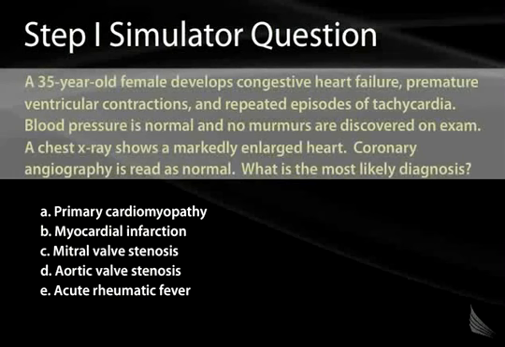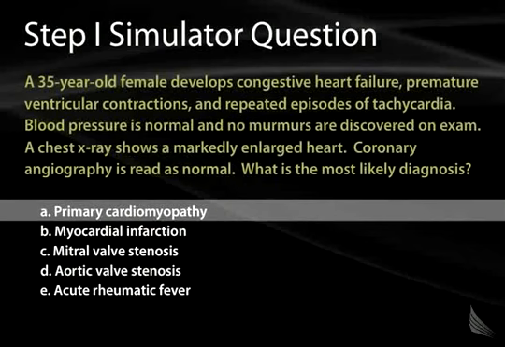Question. A 35-year-old female develops congestive heart failure, PVCs, and repeated episodes of tachycardia. Blood pressure is normal and no murmurs are discovered on exam. A chest X-ray shows a markedly enlarged heart. Coronary angiography is read as normal. What is the most likely diagnosis? So this would be a relatively consistent clinical vignette associated with patients that are afflicted with primary cardiomyopathies.